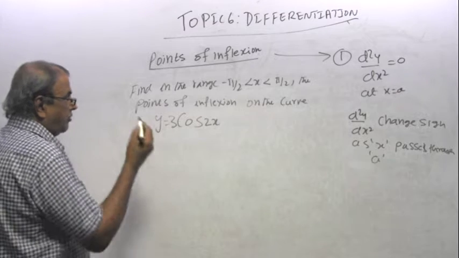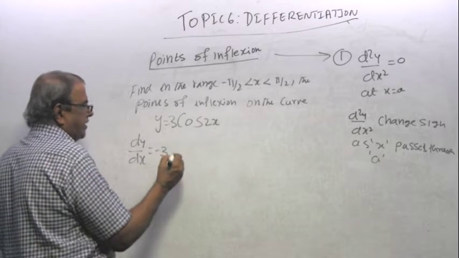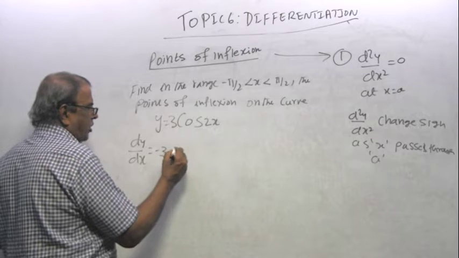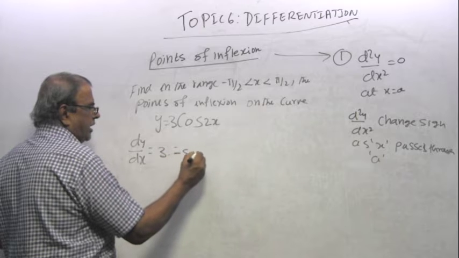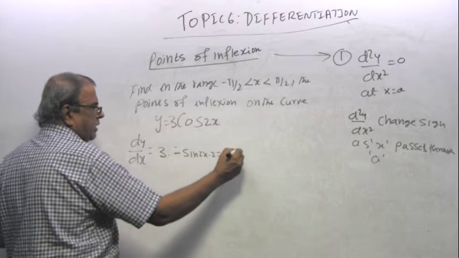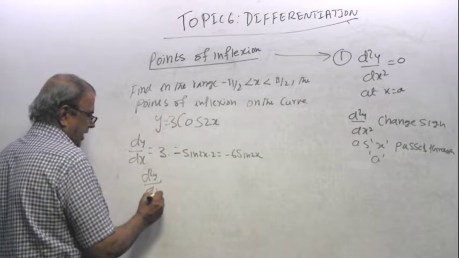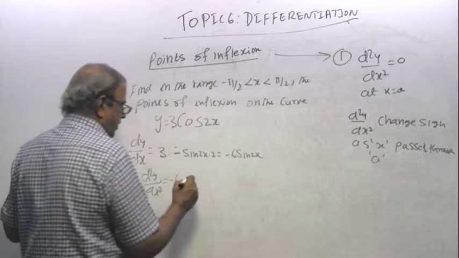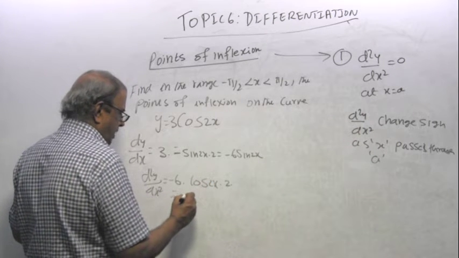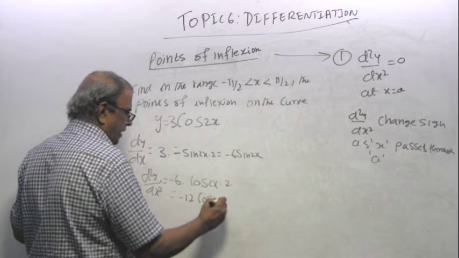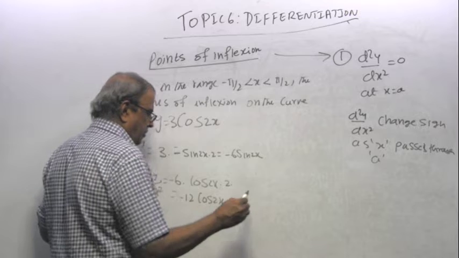So what do we do? Find d squared y by dx squared. dy by dx is minus 3 times, 3 times cos 2x gives you minus sin 2x, and the 2 from 2x gives you 2, which is minus 6 sin 2x. d squared y by dx squared is minus 6, a constant, sin 2x gives you cos 2x, 2x gives you 2. So minus 12 cos 2x. Yeah? Now equate it to 0.